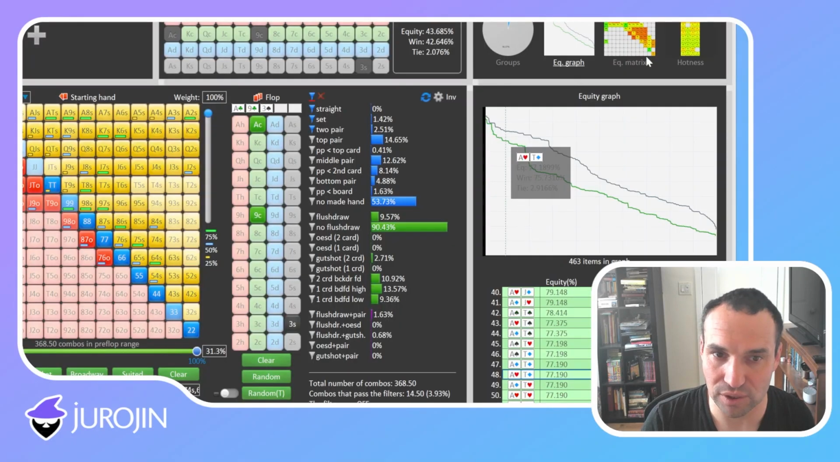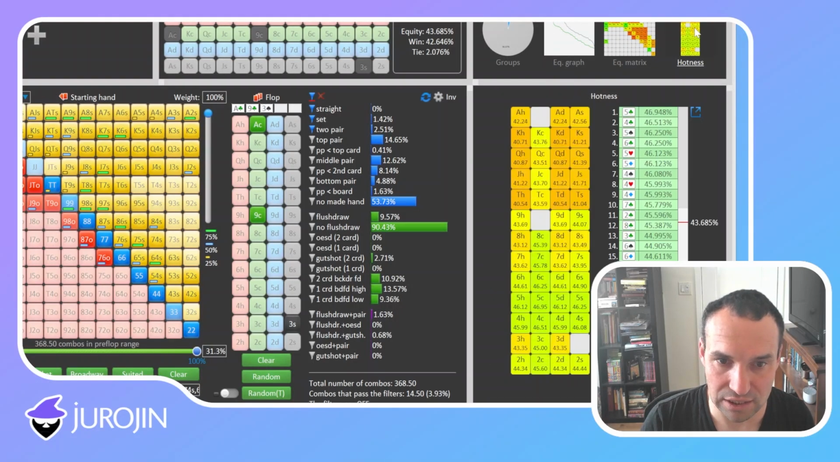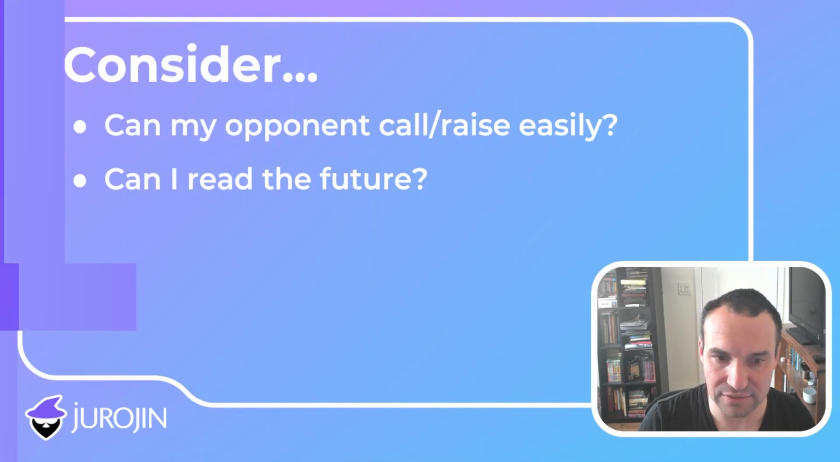Furthermore, also, if you are working with these tools, you can look at future cards that come. They will tell you how many cards increase equity and how many decrease equity. It's a less important data point in strategy, but something to consider and something that our poker tools give us.